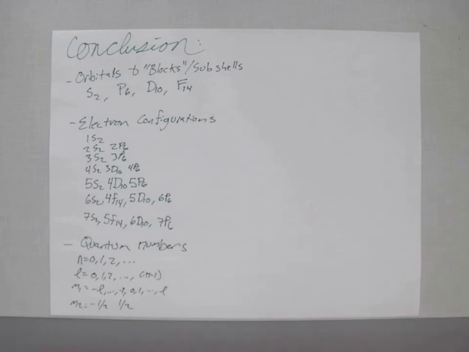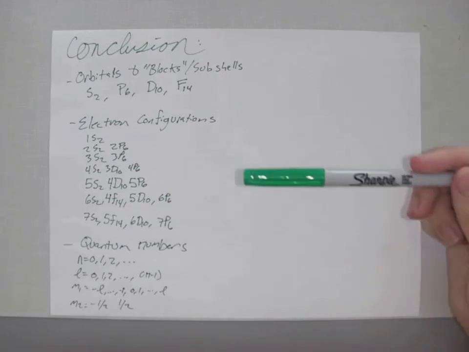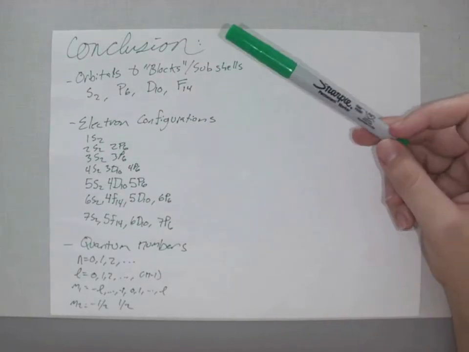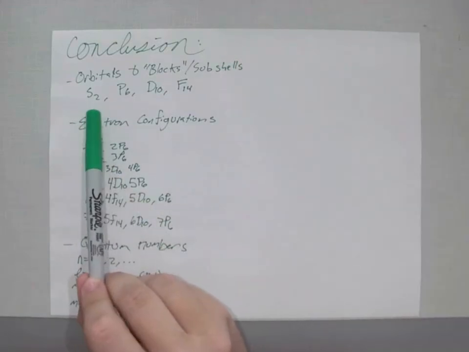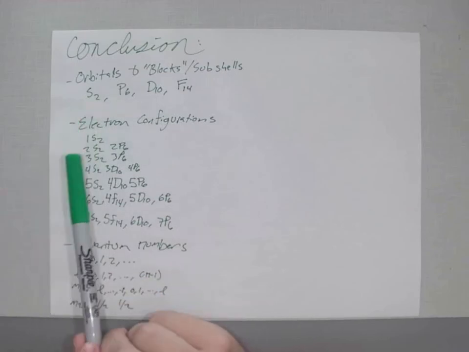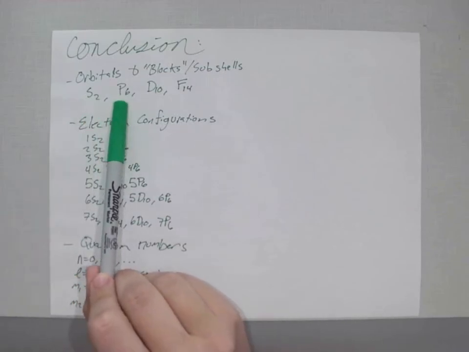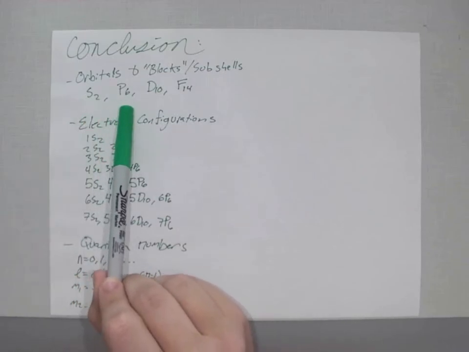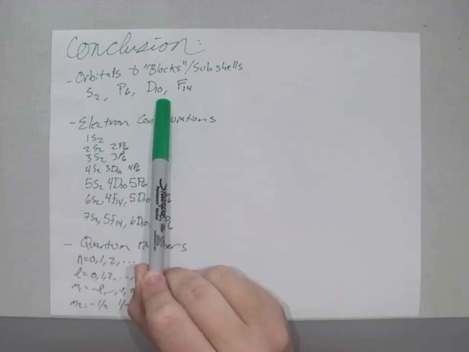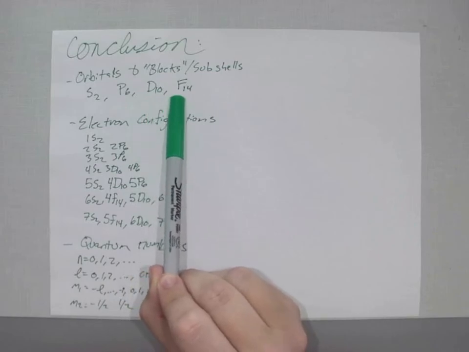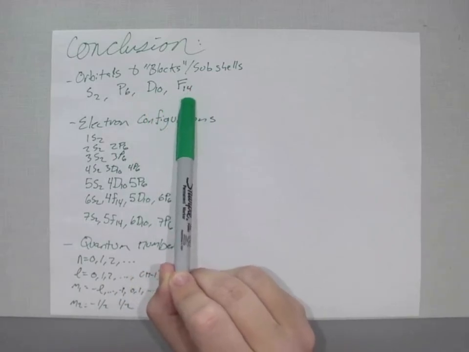So just a little bit of review here at the end. First thing we learned about today was orbitals and those blocks or subshells that the orbitals live in. So we have the S block that holds 2 electrons and has 1 orbital. It's a spherical orbital. P, which has 6 electrons and 3 orbitals, those 2 lobes and then the sphere. D, which has 10 electrons and 5 orbitals. And finally F, which has 14 electrons and 7 orbitals.